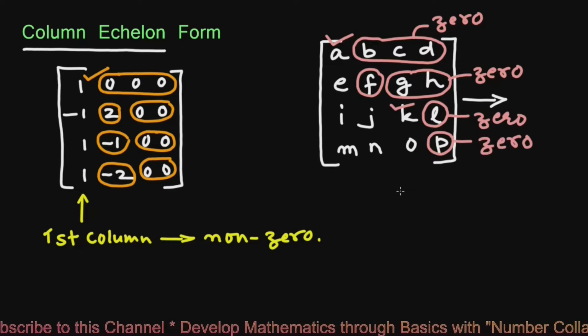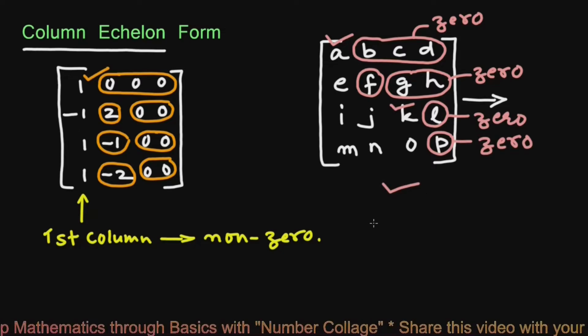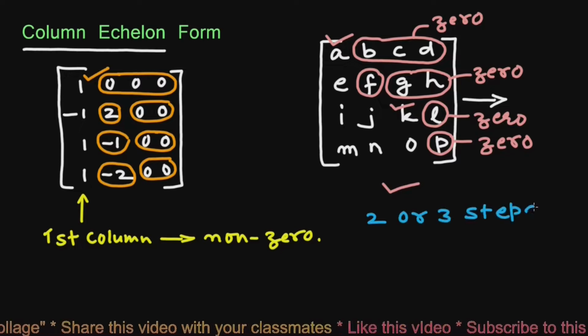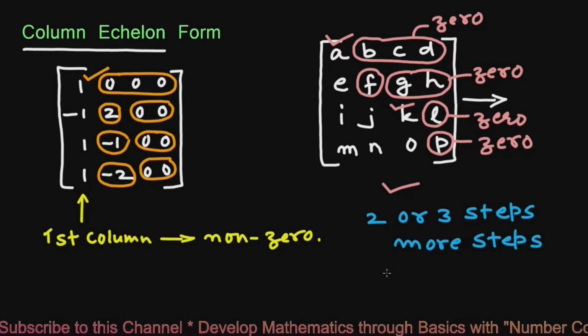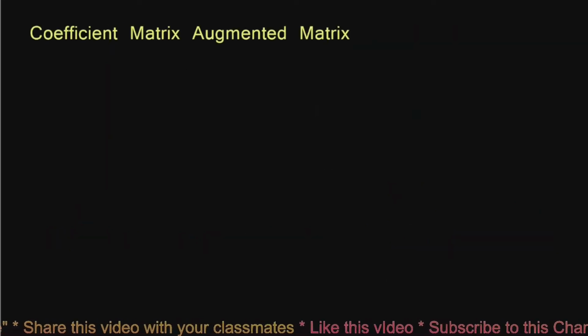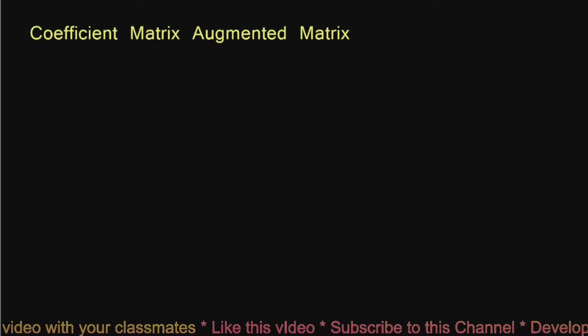You can get this column echelon form in 2 or 3 steps or in more steps depending upon the numbers in the given matrix. Now let's understand what is meant by coefficient matrix and augmented matrix.